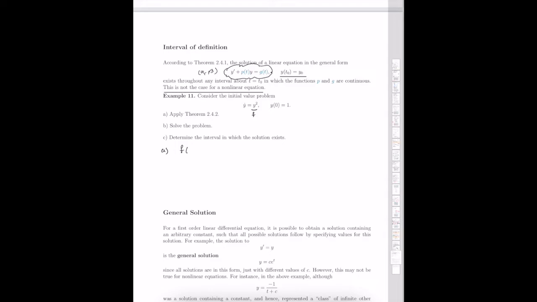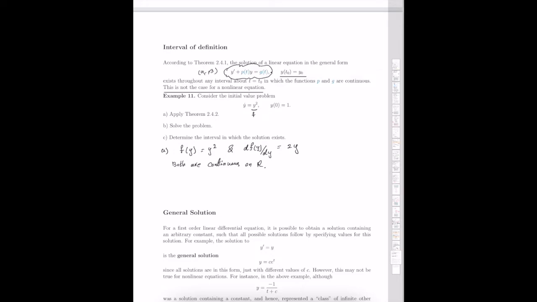I can just simply write it down as y. F of y equals y squared, and the partial derivative with respect to y, which in this case will just turn into the derivative, will be equal to 2 times y. Both are continuous on R, on the whole interval R.